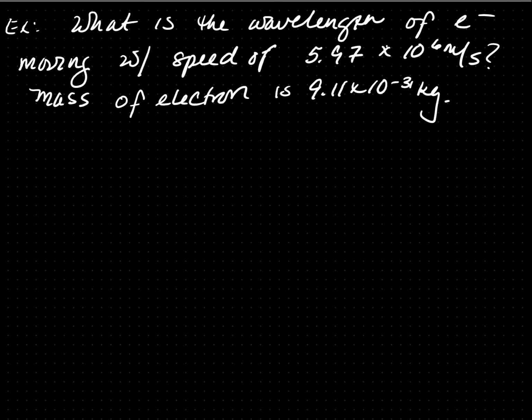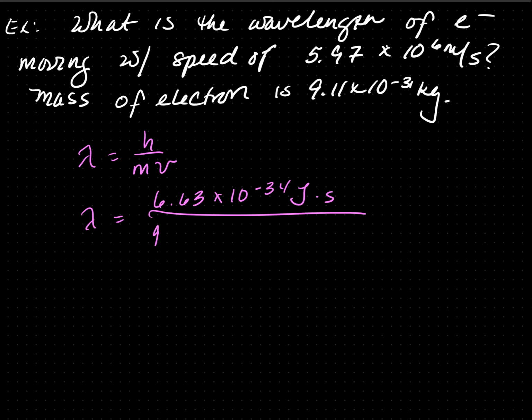What is the wavelength of an electron moving with a speed of 5.97 times 10 to the 6 meters per second when the mass of the electron is 9.11 times 10 to the negative 31st kilogram? So we're going to find de Broglie's wavelength, lambda, is equal to h over mass times velocity. So h is Planck's constant, so that's 6.63 times 10 to the negative 34th joules second. Mass is 9.11 times 10 to the negative 31st. I do not have to convert because it's already in kilogram. And its speed is 5.97 times 10 to the 6th meters per second.